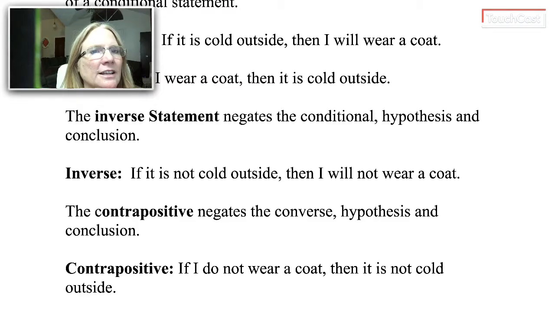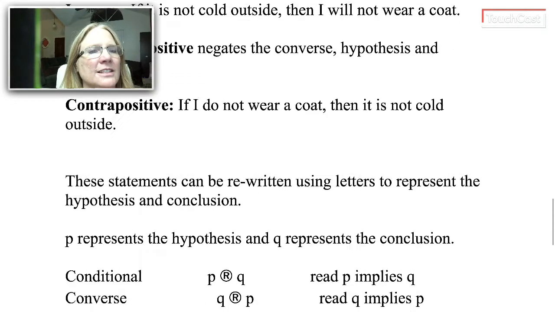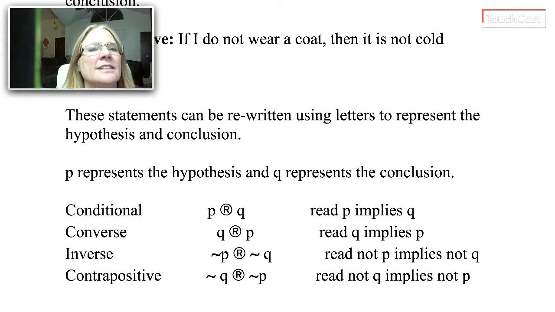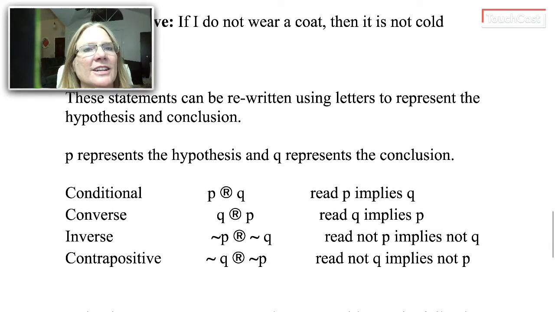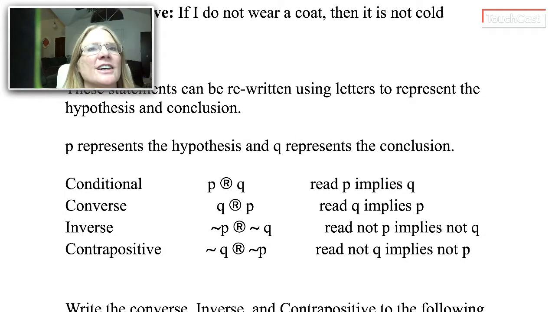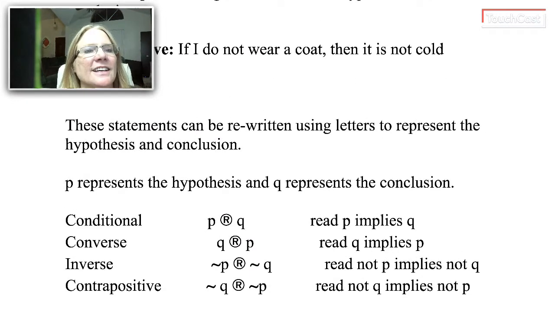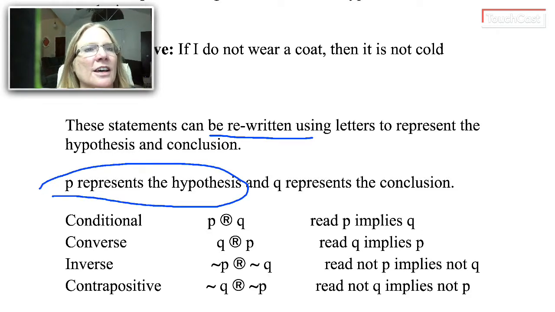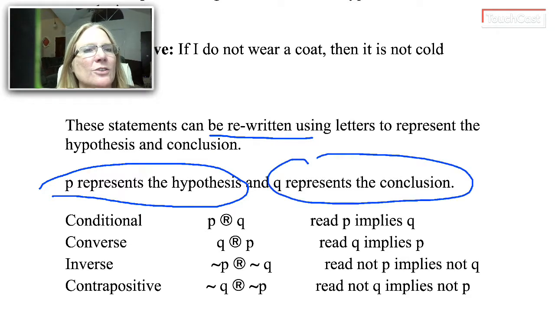Now let's look at something that might help here. And I see that my something didn't print right here, so let me just show you what that should say. Okay, this says, let me get a pen. These statements can be rewritten using letters to represent the hypothesis and conclusion. P represents the hypothesis, and Q represents the conclusion.